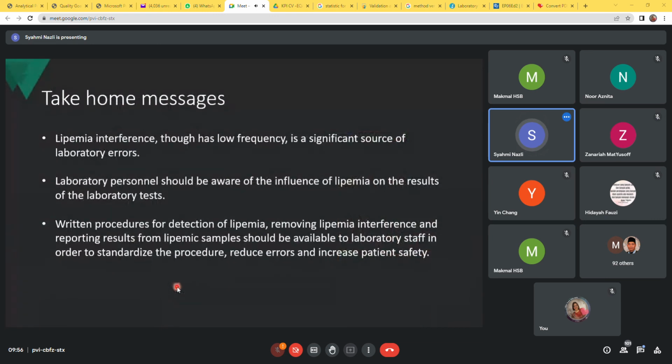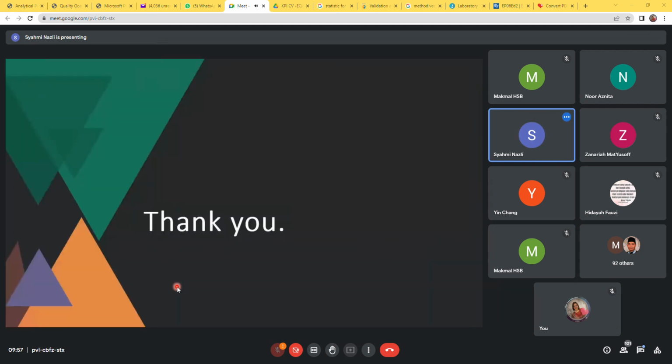Lastly, the take-home message. Lipemia interference has a low frequency, less than 2.5% only, but it is a significant source of lab errors. Lab personnel should be aware of the influence of lipemia on the results of lab tests. By right, written procedures for detection of lipemia, removing the lipemia interference, and reporting results from lipemic samples should be available to lab staff in order to standardize the procedure, reduce errors, and increase patient safety. So that's all from me. Thank you. If you have any questions, you can just.